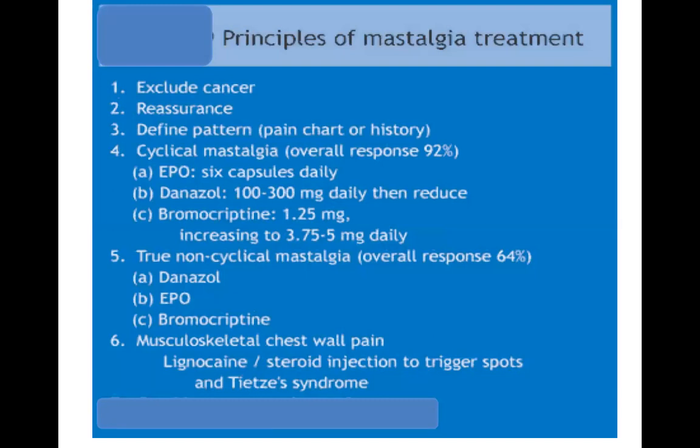The principles of mastalgia treatment is you investigate the patient because you want to exclude the cancer. If by triple assessment there is no evidence of any cancer, you can provide reassurance to the patient. Cyclic mastalgia, it has overall response of 92% by treatment with evening primrose oil, danazol, or bromocriptine. While the non-cyclic mastalgia, it has the overall response rate of 64%. For musculoskeletal or chest wall pain, lignocaine steroid injection can also be administered.